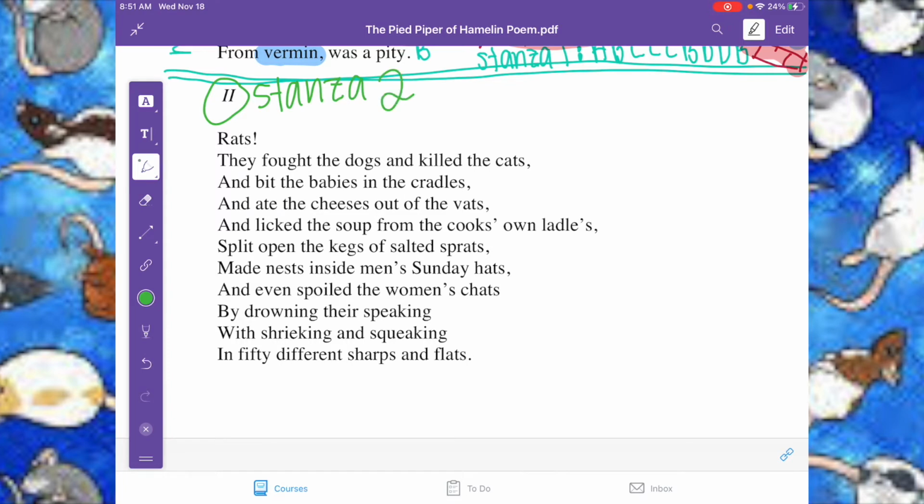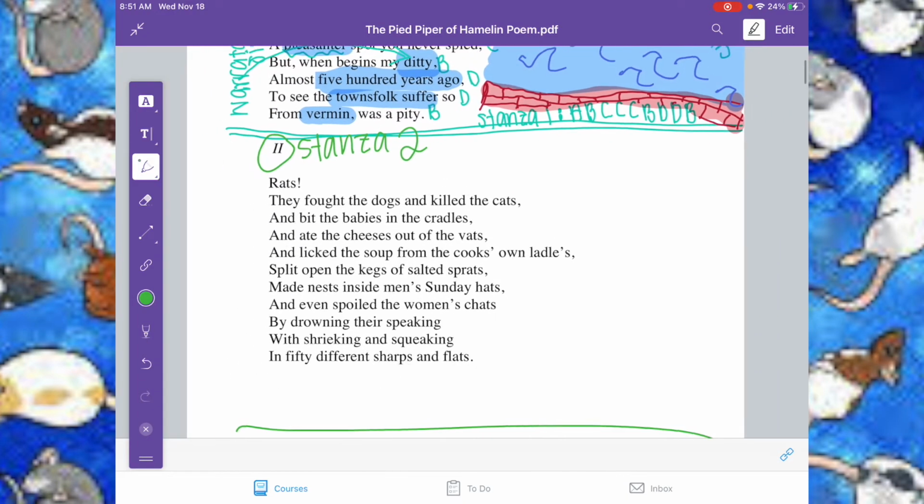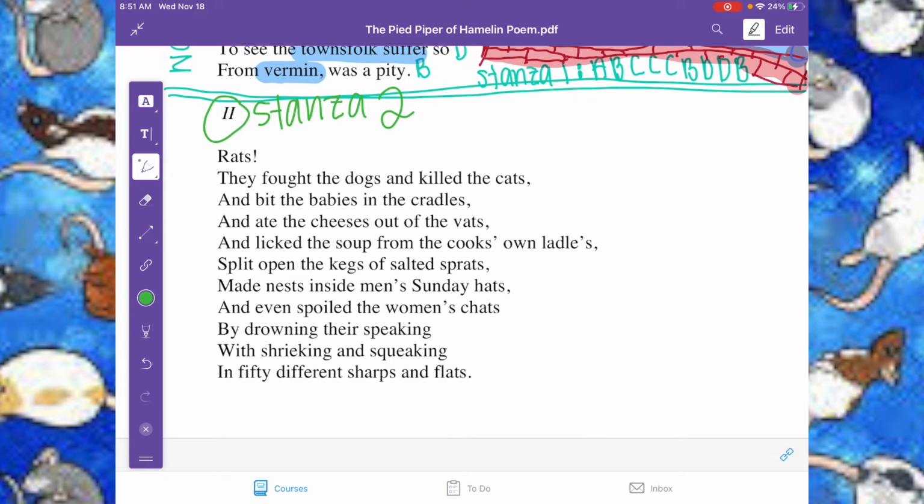Rats! They fought the dogs and killed the cats and bit the babies in the cradles and ate the cheeses out of the vats and licked the soup from the cook's own ladles. Split open the kegs of salted sprats, made nests inside men's Sunday hats, even spoiled the women's chats by drowning their speaking with shrieking and squeaking in 50 different sharps and flats.